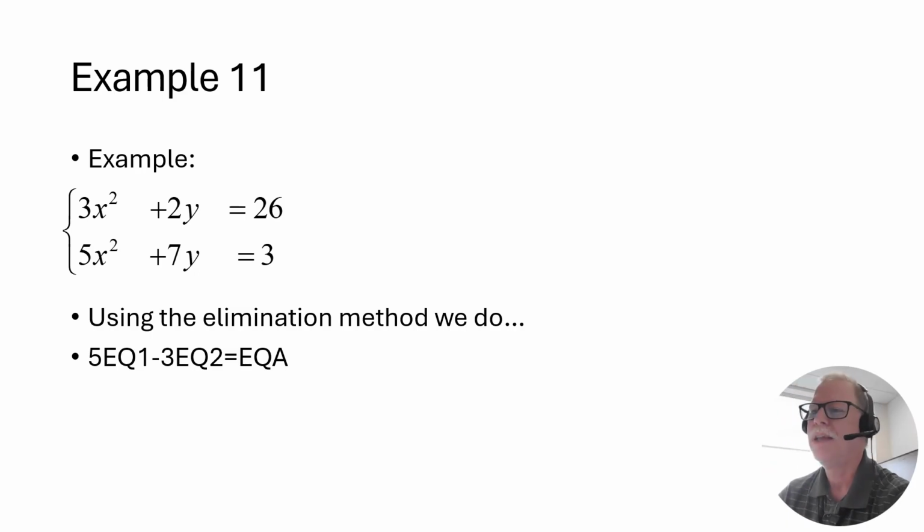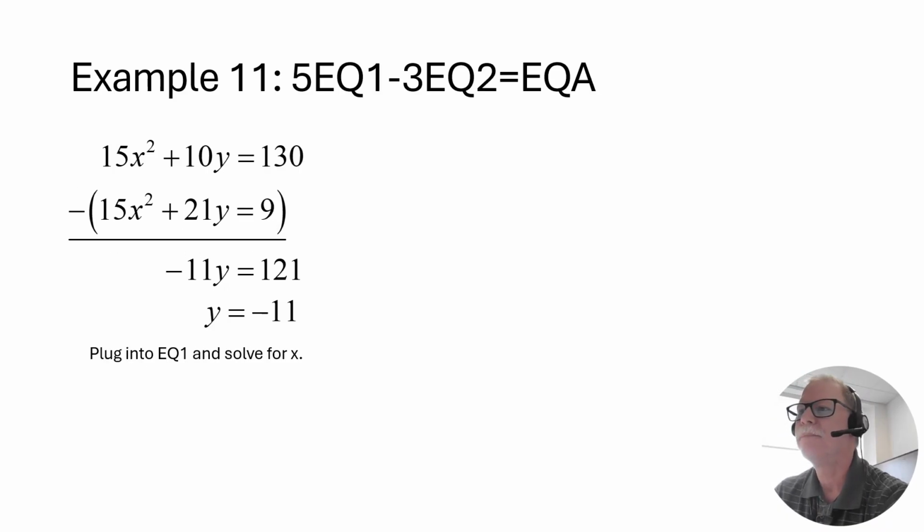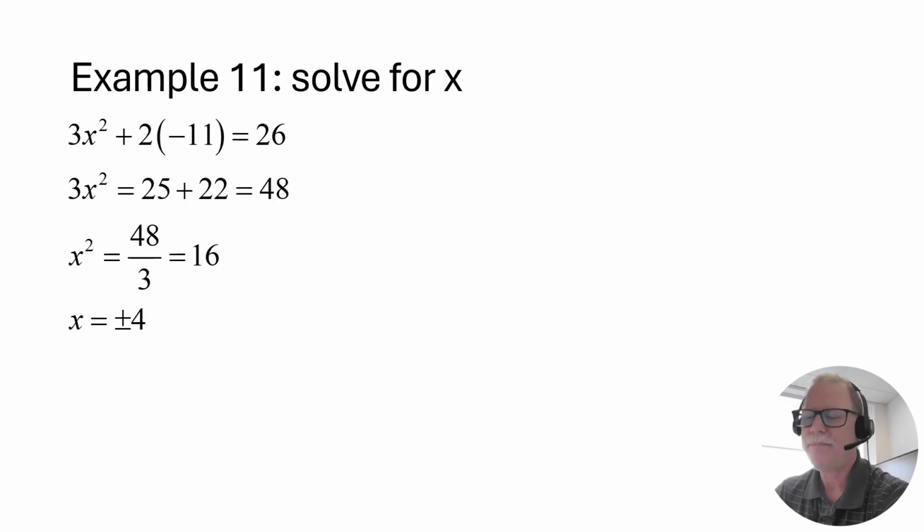Go figure. So multiply the other equation by the other coefficient and subtract. And we end up being able to solve for y, plug that back in, and solve for x. Remember when you solve for that square to do the plus or minus. So we'll have two values for x there.